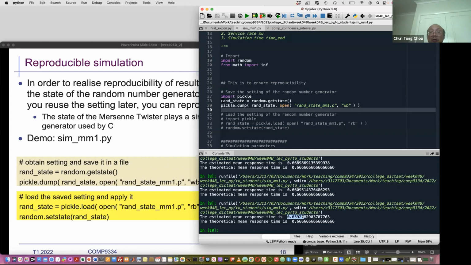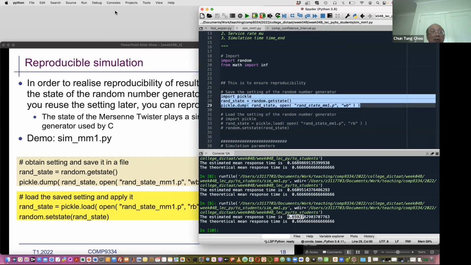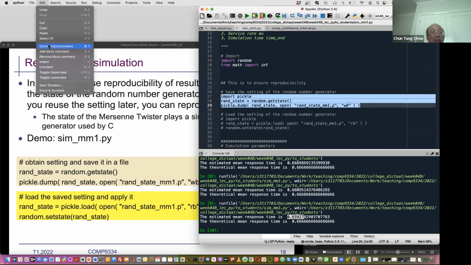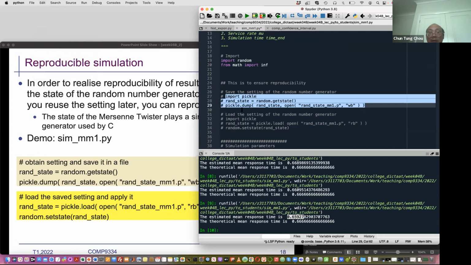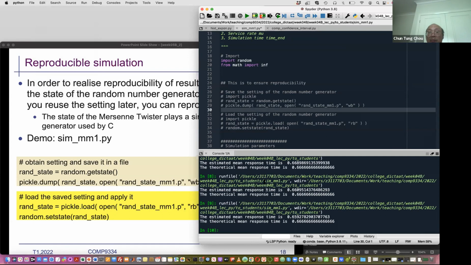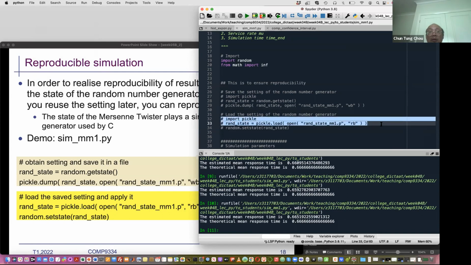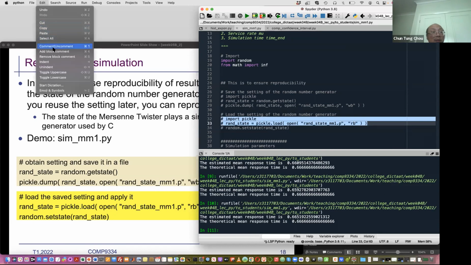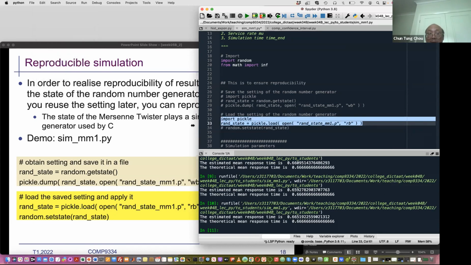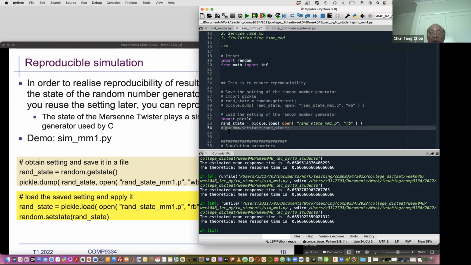Now, what I will do is comment out these 3 lines. If I run another simulation, I get a different number, 0.665. But that's not what I want. What I'm going to do now is uncomment these 3 lines. I should also uncomment this line.